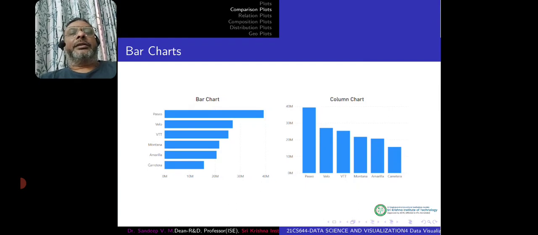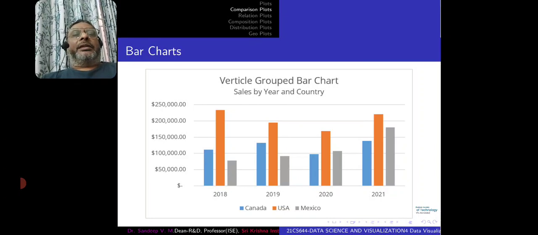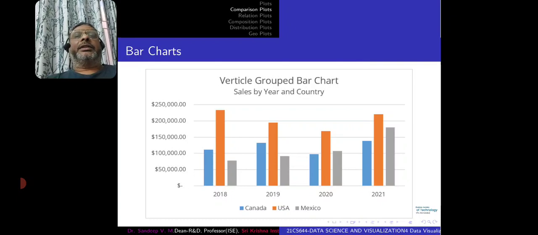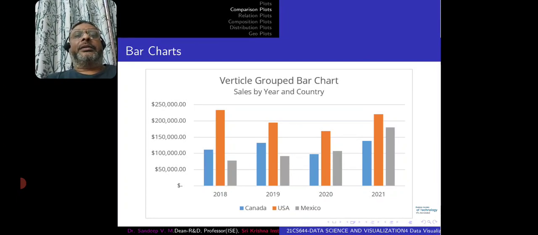So one is shown horizontally, which is usually called a bar chart, and if it is put vertically, we commonly call it a column chart. Then we can group them together. So here we are trying to convey more information in one chart. One piece of information is about the year, the other is about the value, sales by year and country is what we are talking about here.